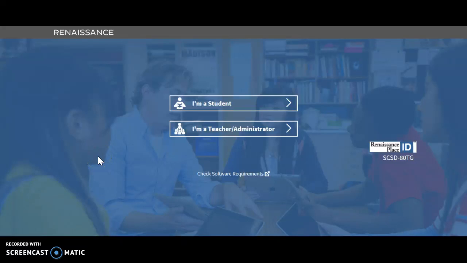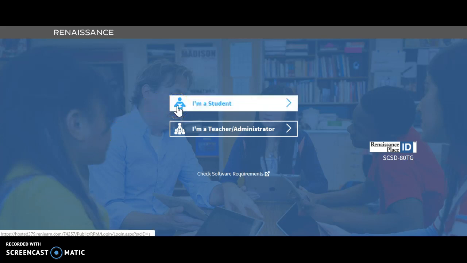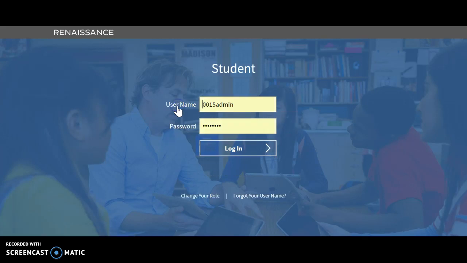Today we are going to be talking about how to take an AR test. The first thing you need to do is make sure you are on Renaissance Learning. Once you are on this screen, you are going to click the top button that says I'm a student.